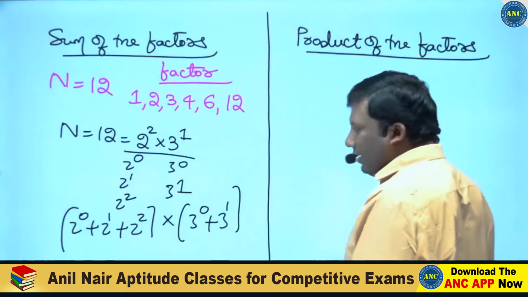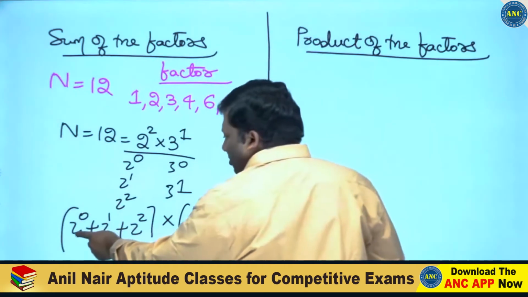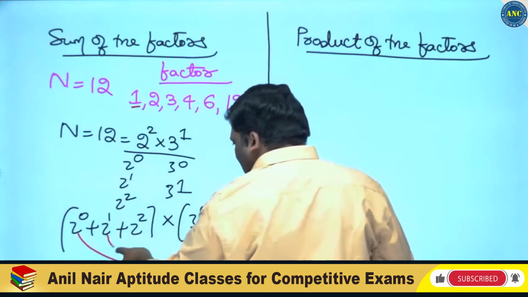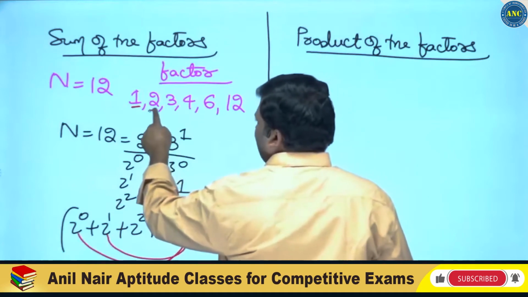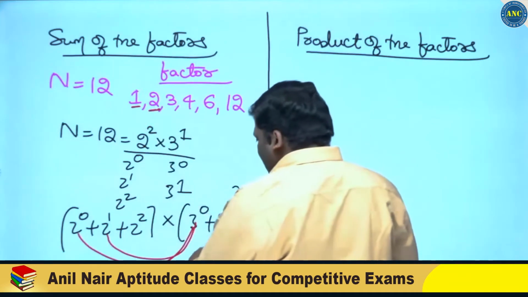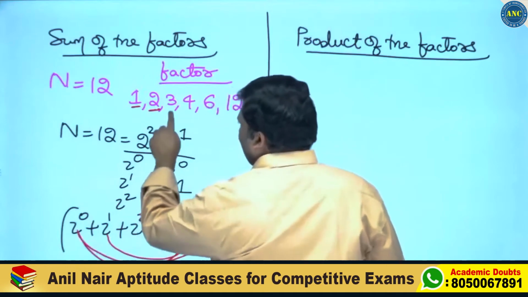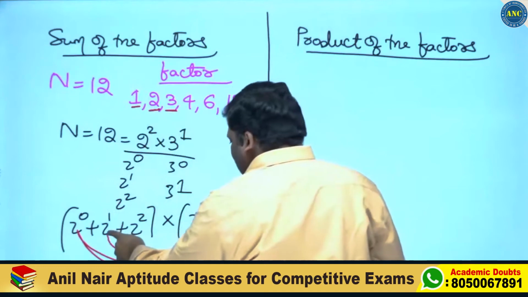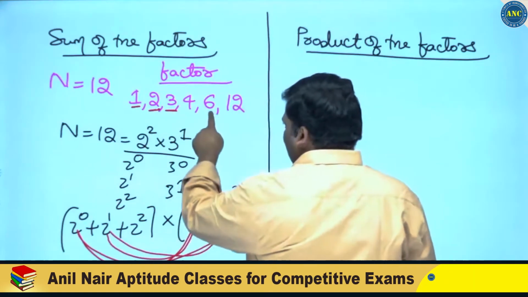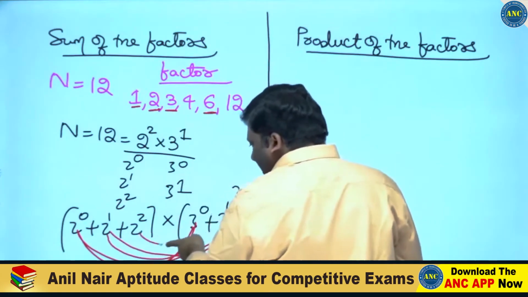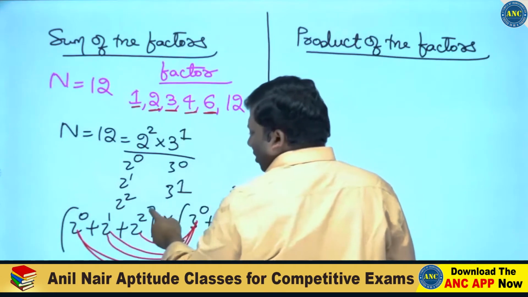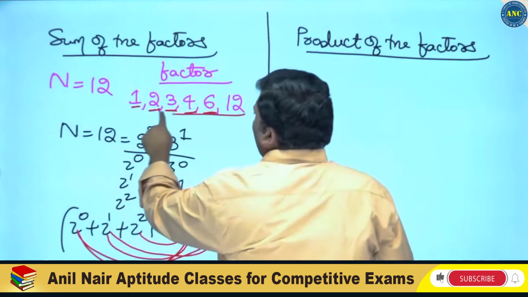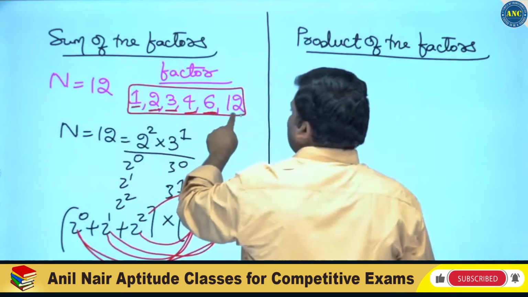See what is happening. If I observe here, 2 power 0 is 1. 1 into 1 is 1. Yes. Plus 2 power 1 into 3 power 0, it is 2. Then 3 power 1 into 2 power 0, it is 3. 1 plus 2 plus 3. Are you all with me? Again, 2 power 1 into 3 power 1 is 6. 2 square into 3 power 0 is 4. 2 square into 3 power 1: 4 threes are 12. That means 1 plus 2 plus 3 plus 4 plus 6 plus 12.